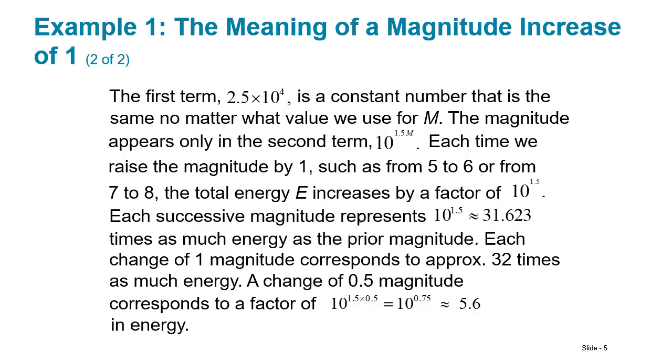So each successive magnitude represents 10 to the 1.5, or 31.623, as we said before, roughly 32 times as much energy. Now the change in magnitude of 0.5 roughly gets us 10 to the 0.75, or 5.6 times in energy.